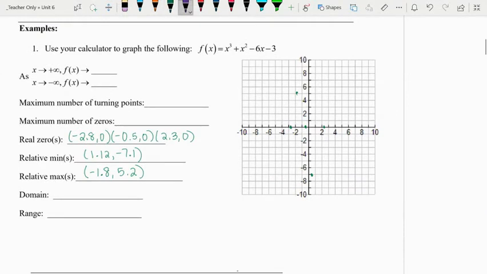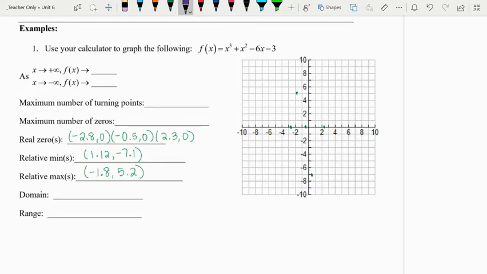All right, as you can see, I have added in the points for real zeros, relative min, relative max, and I have plotted those points. Those are things that I feel like you can do on your own, and you will be able to do that with your calculator, just like I showed you in the first one.